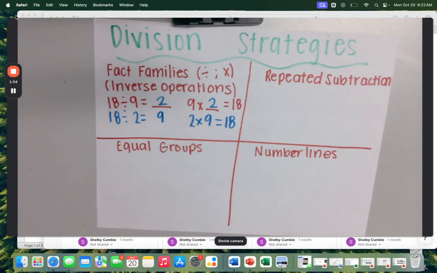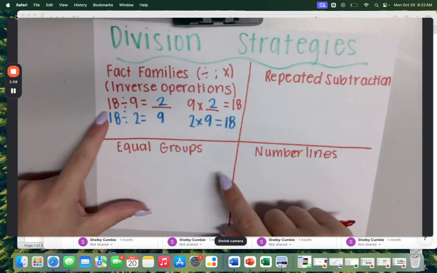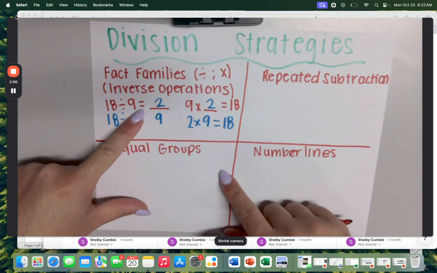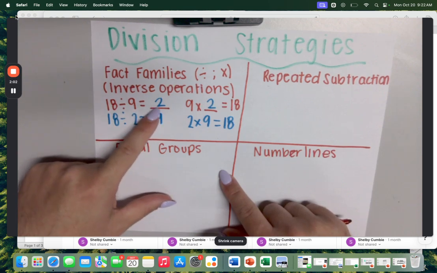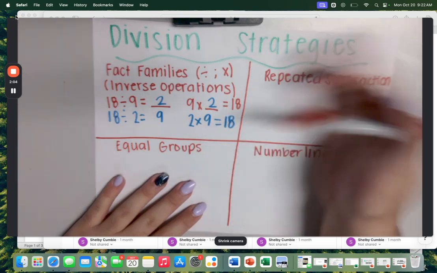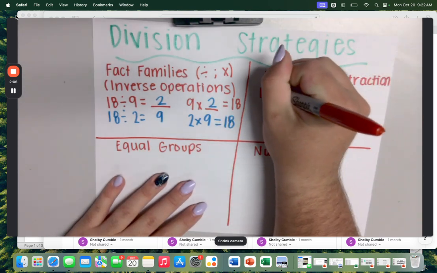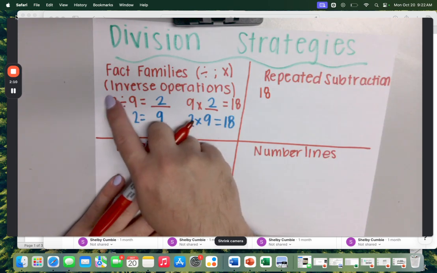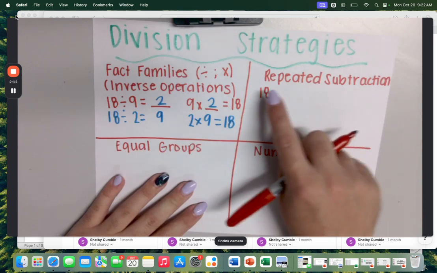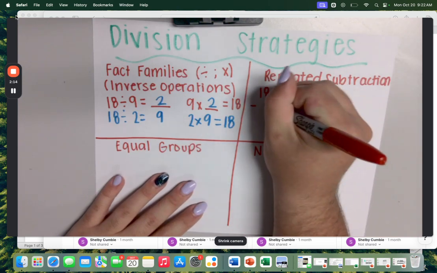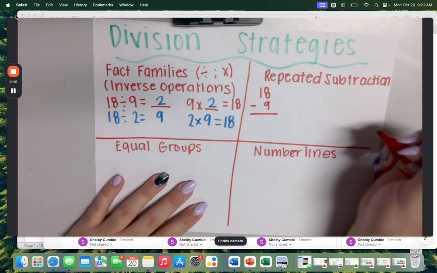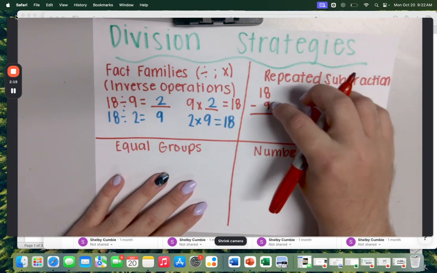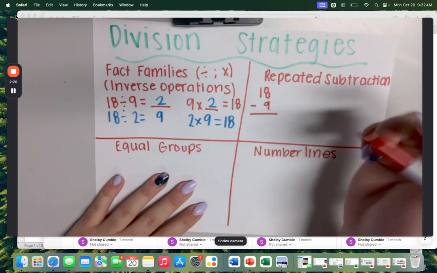Repeated subtraction looks similar to repeated addition. So we have 18 minus 9, and you want to see how many times you're going to subtract 9. So I start with 18. You always start with the largest number, because in division, the largest number always goes first. So 18, and I'm going to subtract 9. And here I'm going to have to regroup. I only have 8, so I can't give away 9.